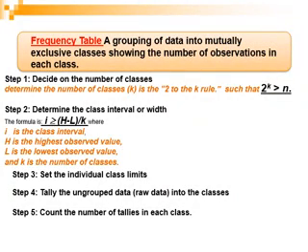Dear students, let's continue to set the frequency table. The frequency table definition is a grouping of data into mutually exclusive classes showing the number of observations in each class. Let's remember the definition of mutually exclusive.